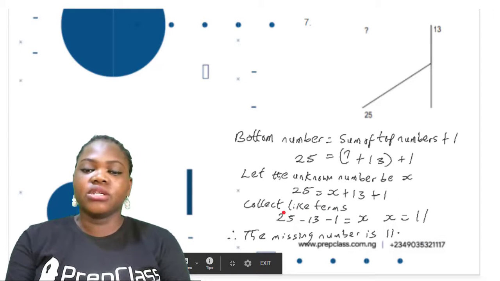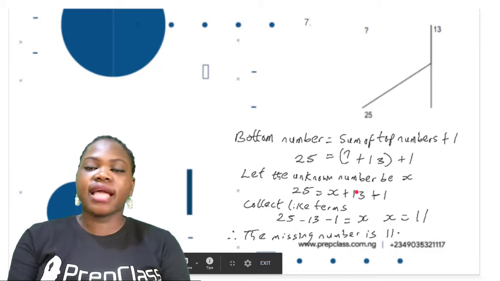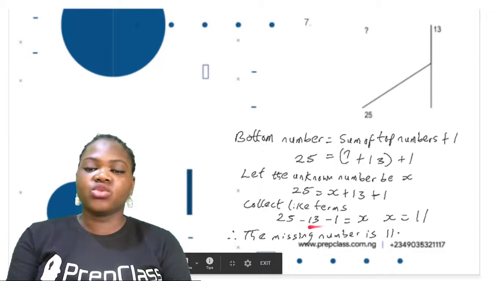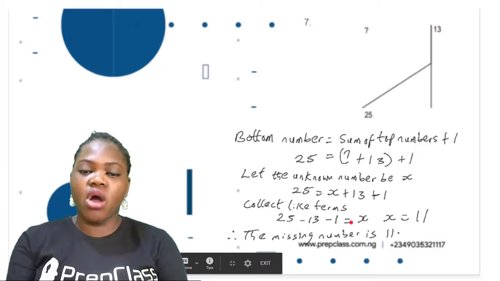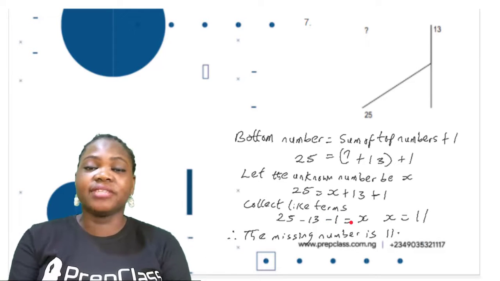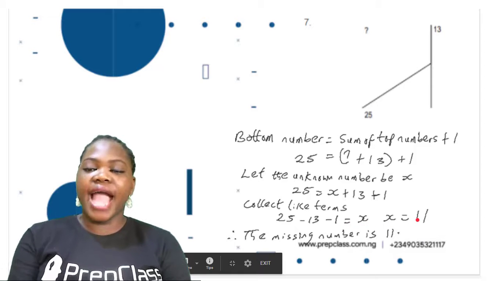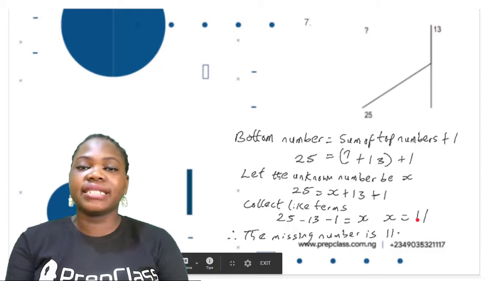Collect like terms. 25 plus 13 crossing the equality sign becomes minus 13, plus 1 crossing the equality sign becomes minus 1. So we have 25 minus 13 minus 1. What is 25 minus 13? 12. Then 12 minus 1 is 11. So x is 11. The missing number is 11.